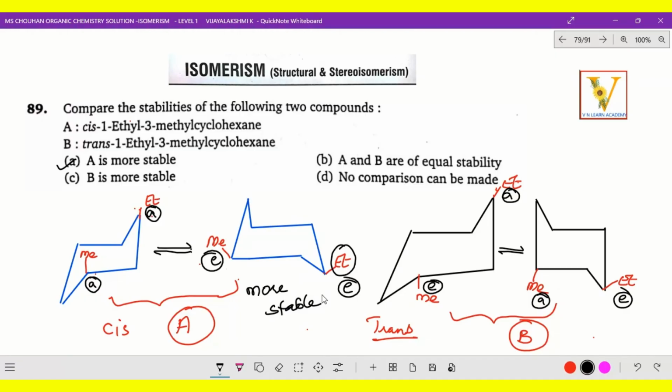In the previous videos, please check all the videos, where is the equatorial position and where is the axial position, I have given complete clarity. Please check all the videos. Next question.